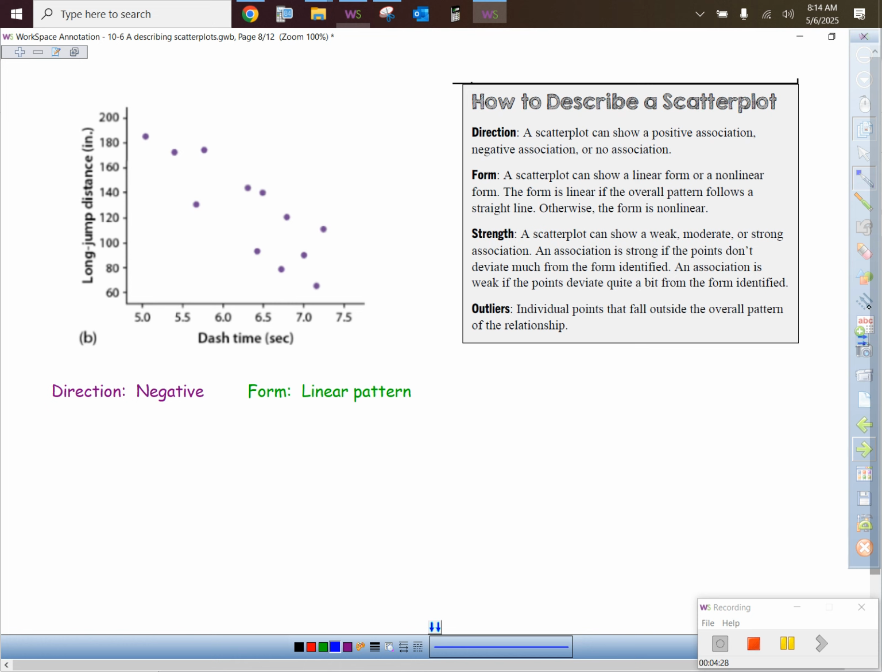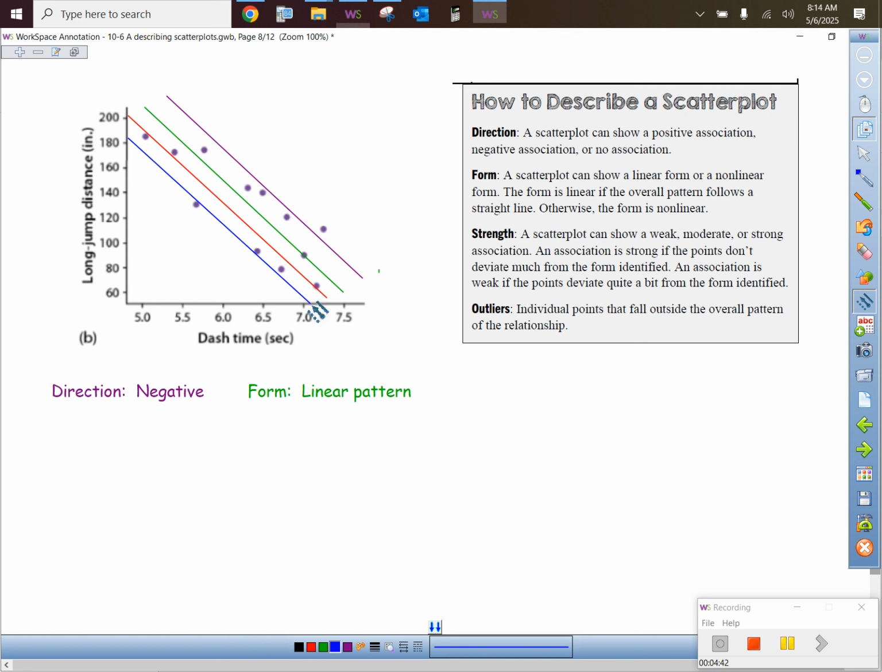What would be the strength? Well, first of all, I got a purple line here. I got a green line here. I got a red line here. I could put a blue line right here. We'll learn later this chapter where the line of best fit is for these graphs. But first of all, who are some bad ones? Which ones are not the best in this?